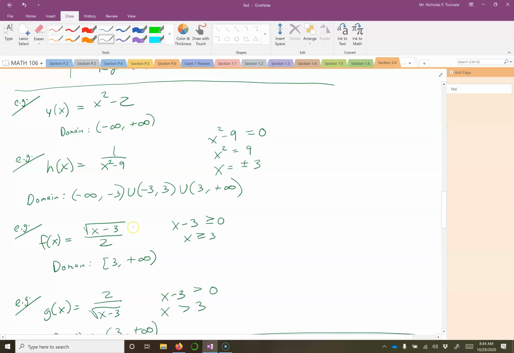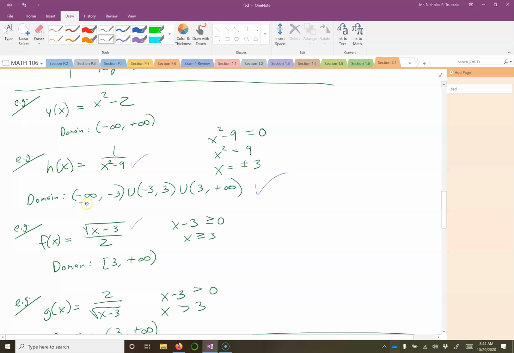Again, look out for the square roots, and then look out for something like this, where you have a rational expression, which is the fancy term for a fraction of polynomials. What you're looking for is what values of x in the denominator make it undefined. So this one you factor, and you see that x cannot be equal to plus or minus 3. So for the domain, it's everything but those numbers. So that's what this looks like here.